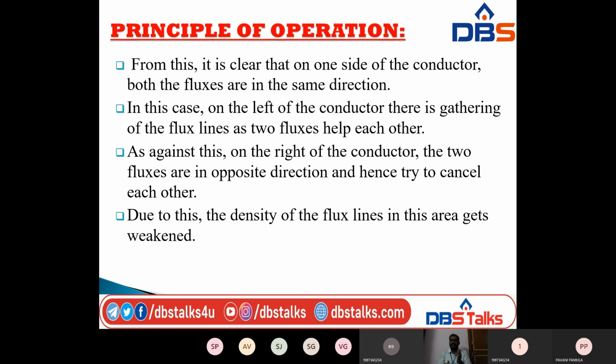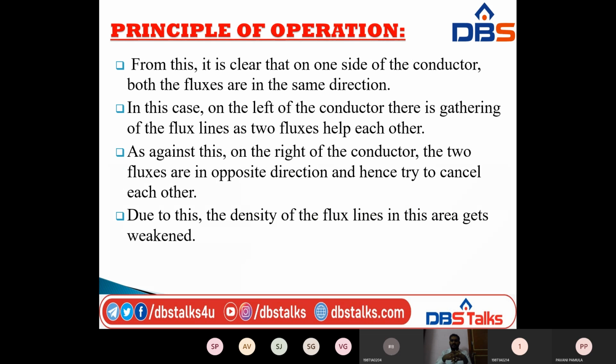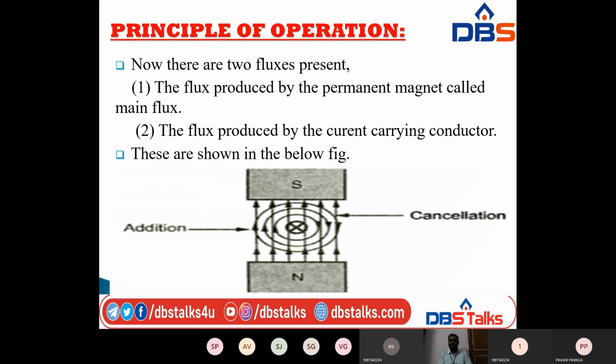On the left side of the conductor, the flux lines of the two fluxes help each other. So on the left of the conductor, there is a gathering of flux lines as the two fluxes help each other. As against this, on the right of the conductor, the two fluxes are in the opposite direction and hence try to cancel each other. On the left-hand side, there is addition of fluxes, and on the right-hand side the two fluxes are cancelling each other.